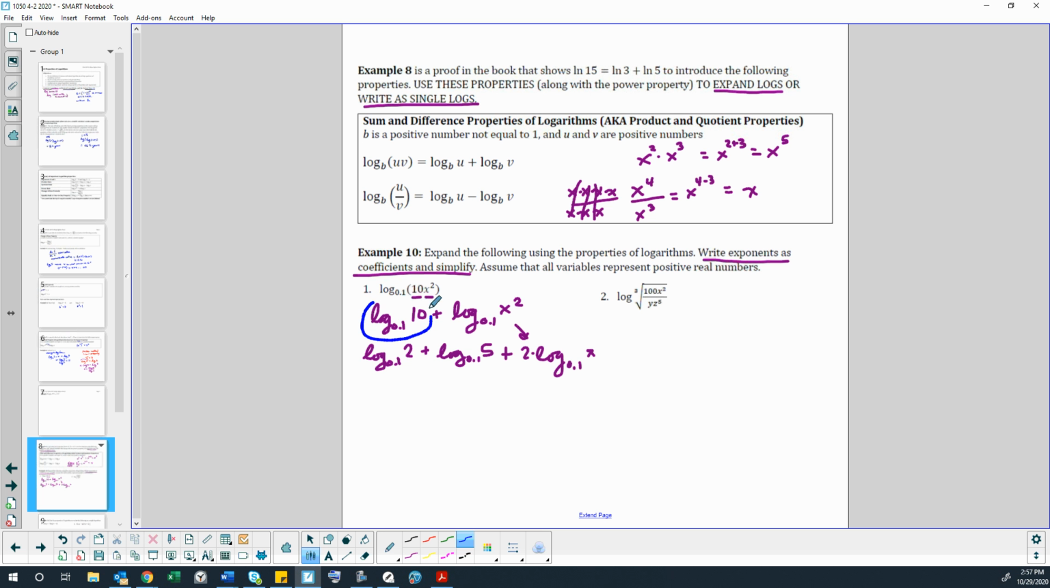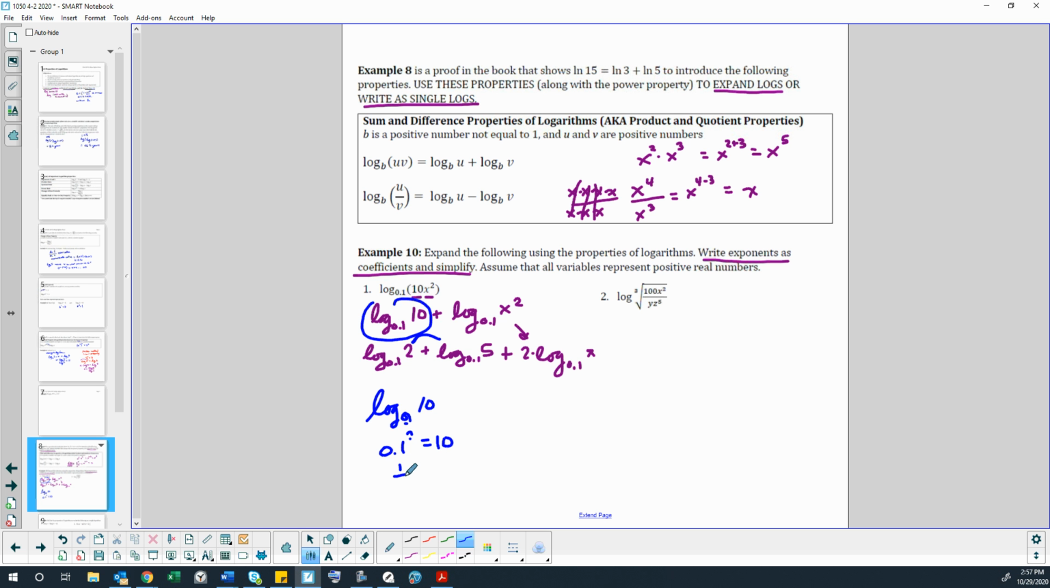Okay, I wanted to show you something else really fast though. If we have this part right here before I separated it, if I have log base 0.1 of 10, doesn't that mean I'm trying to figure out what power on 0.1 would give me 10?